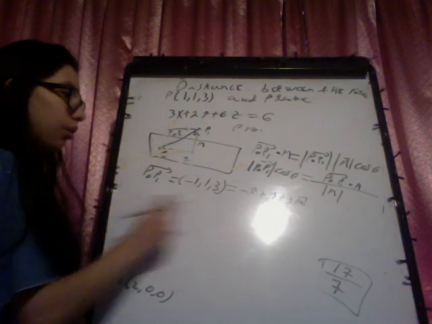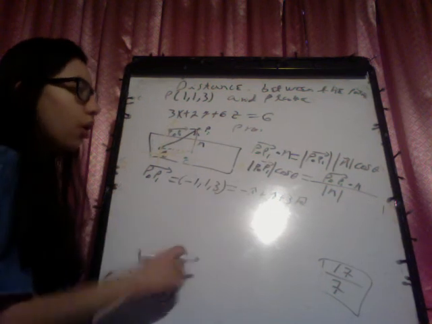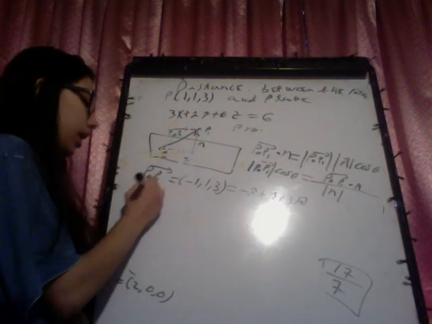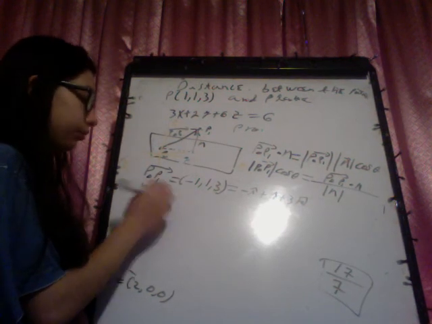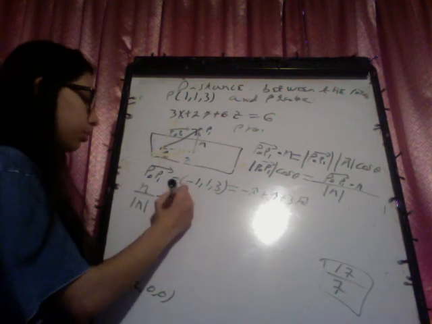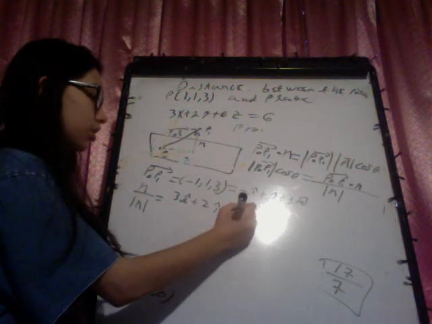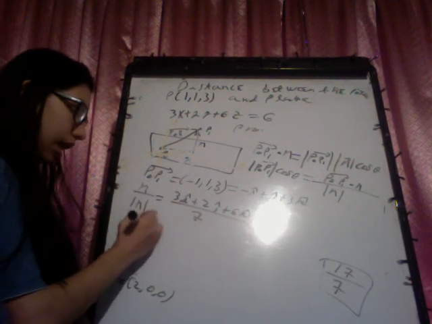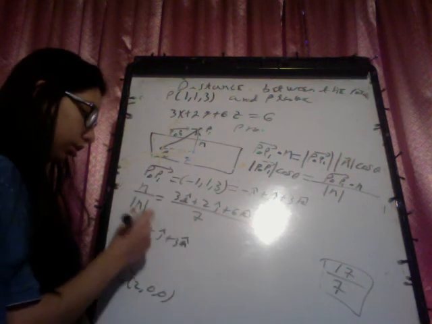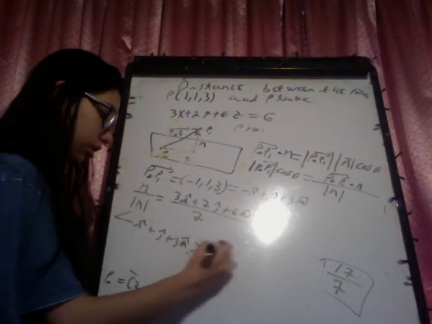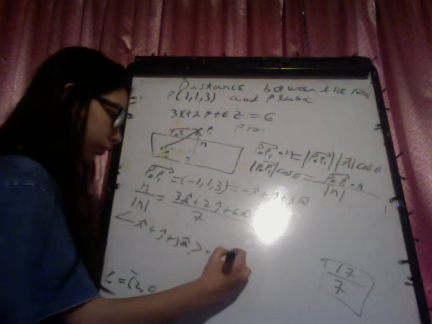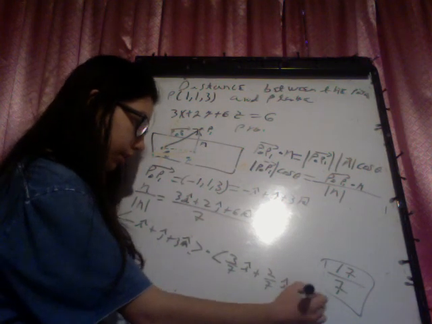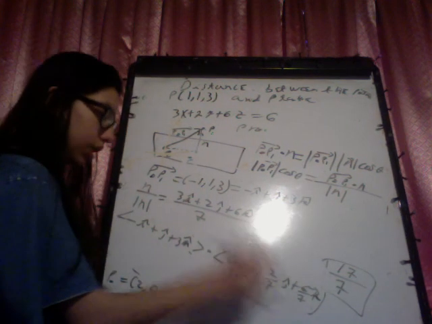Now we're going to dot this with the normal vector, or if you wish, we are dotting this with the direction of the normal vector. The direction of the normal vector is n divided by the magnitude of n. So n is 3i plus 2j plus 6k divided by the magnitude, that is 7. So you need to dot minus i plus j plus 3k with the vector 3 over 7 i plus 2 over 7 j plus 6 over 7 k, because this is the direction of the normal vector.